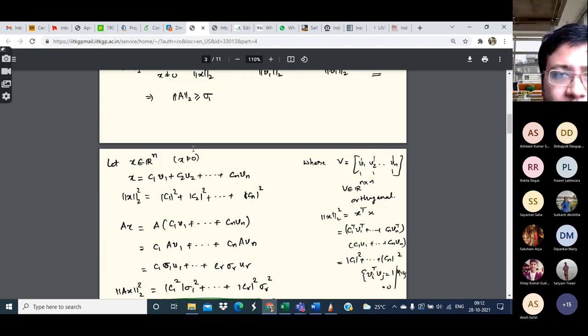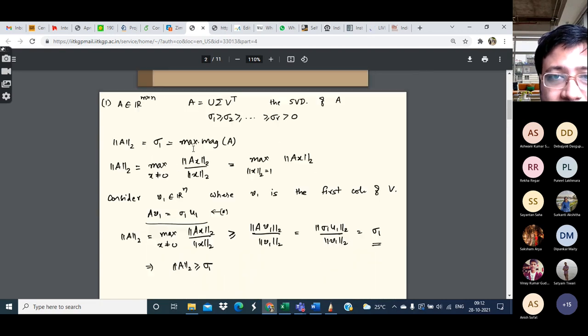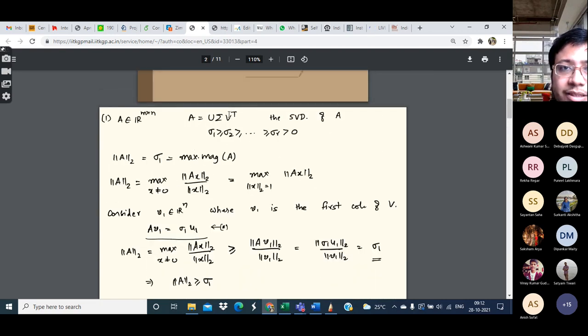Now remember that if we consider the V matrix, the columns of V are basically the right singular vectors of the matrix A. But what is the size of V? We will remember that V is actually an n cross n matrix. That is, there are n columns V1, V2 up to Vn. Each of them is an n-dimensional vector, and they are orthogonal to each other also. That means what? This we have discussed much earlier also.